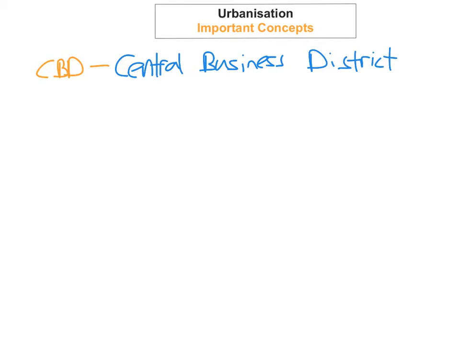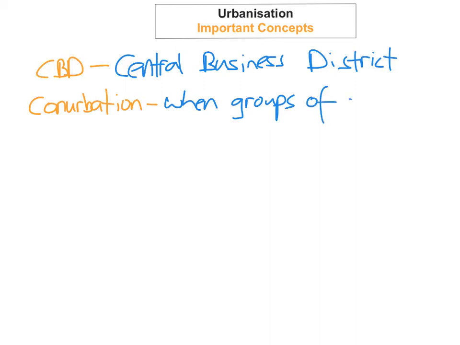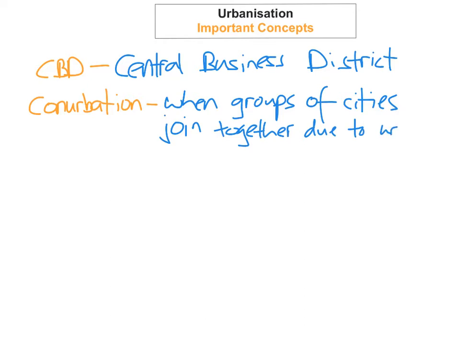Another important concept is conurbation. Conurbation is when a group of cities join together because of urban sprawl. So it's when two or more cities join together, so they're kind of merged together because the cities are spreading out due to urban sprawl.